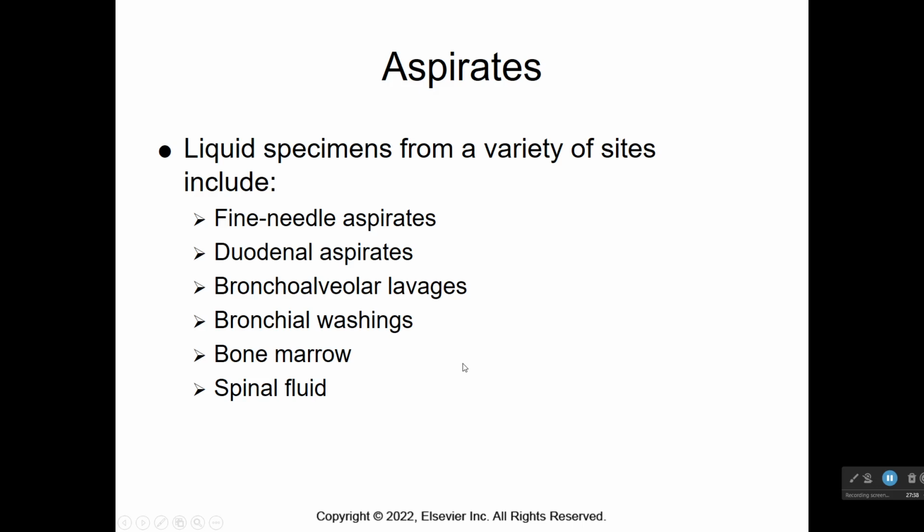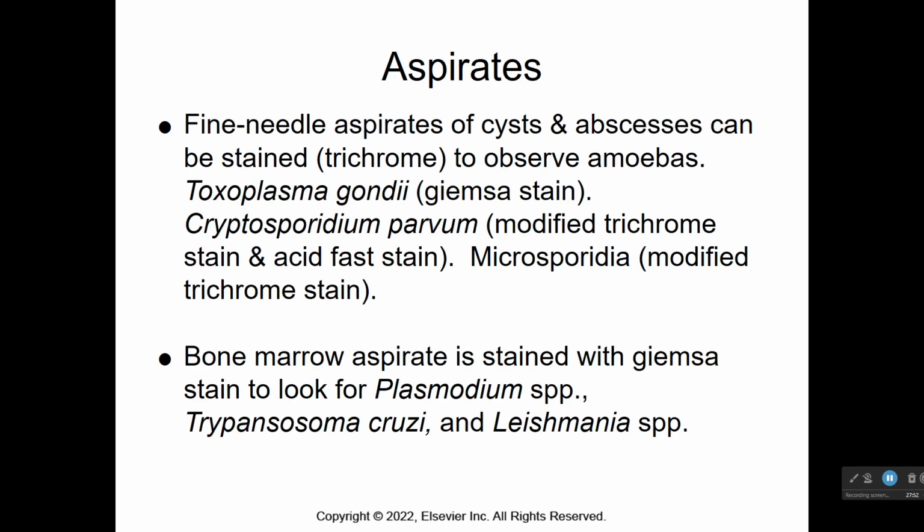Liquid specimens. We get liquid specimens from fine needle aspirates, from endoscopy duodenal aspirates, from bronchial lavages, washings, if we collect bone marrow, if we collect spinal fluid. We can get fine needle aspirates of cysts, of abscesses. We can stain those to look for amoeba. There's different stains for those. There's a Giemsa stain, a modified trichrome stain.